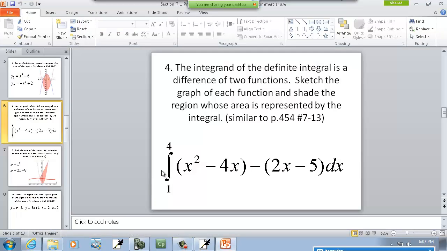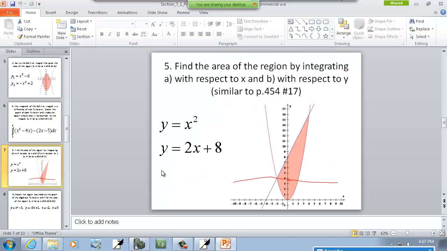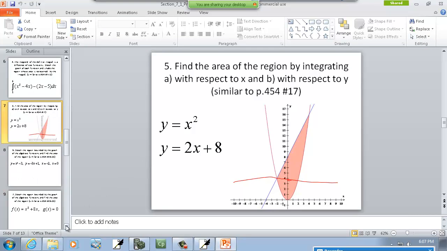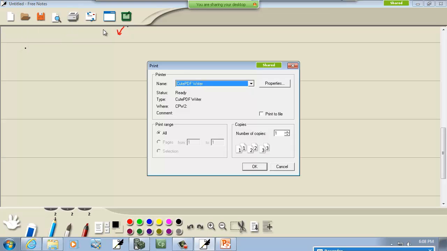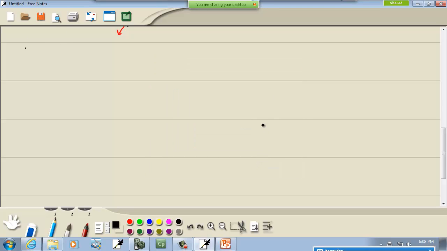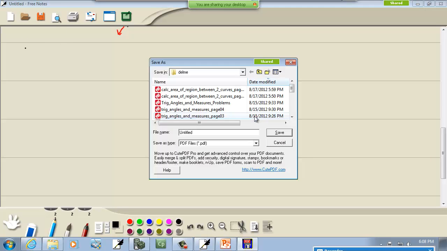So let's look at our next problem. And I don't think I have room here, so let me save that. Start a new session. This next problem is kind of a long one.